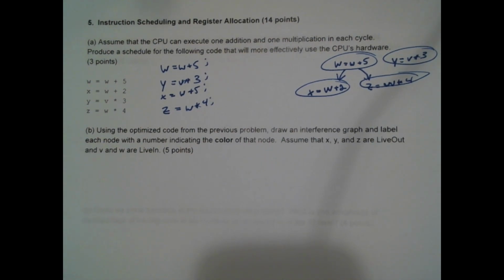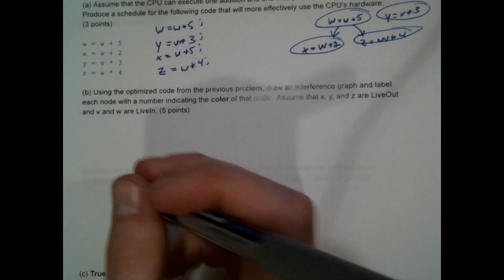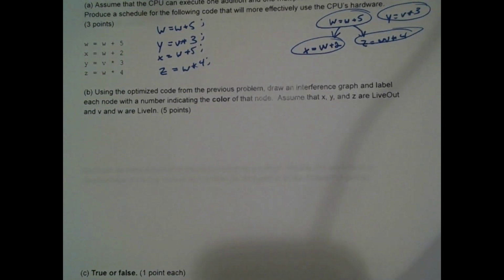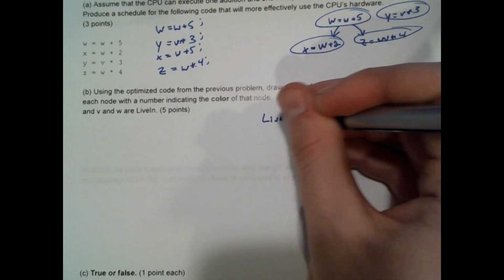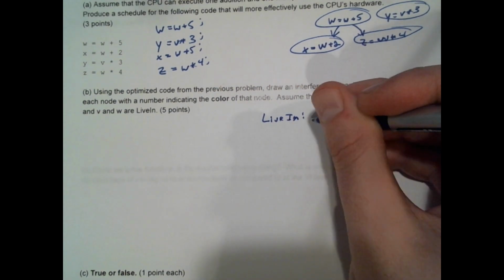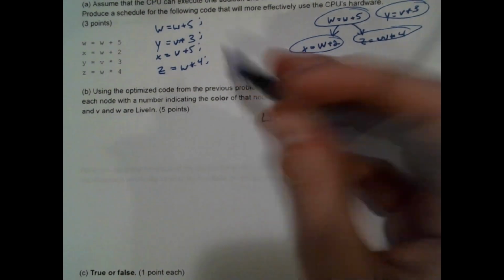So part B: using the optimized code from the previous problem, draw an interference graph and label each node with a number indicating the color of that node. Assume that X, Y, and Z are live out and V and W are live in. So this is what we did for graph coloring. We can draw our live in V and W. We can write our code down again.